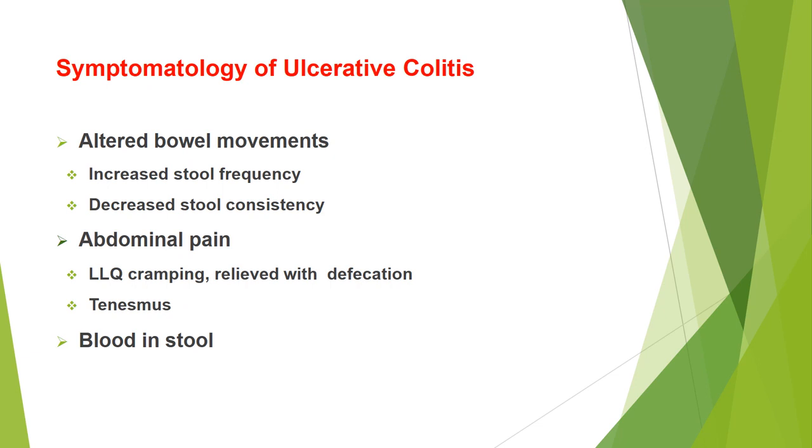What are the symptoms of ulcerative colitis? Usually there is altered bowel movement, that means diarrhea, with possibly constipation. There is increased stool frequency, decreased stool consistency, abdominal pain, commonly in the left lower quadrant, and usually pain with defecation. Also, there might be tenesmus or blood in the stool, so one of the differential diagnoses of bloody diarrhea is inflammatory bowel disease.